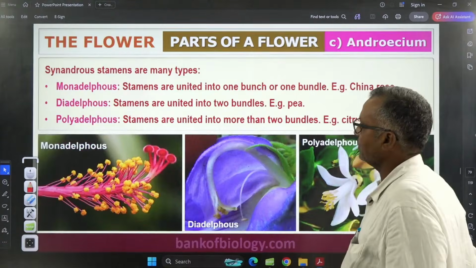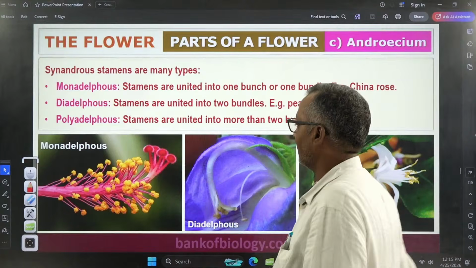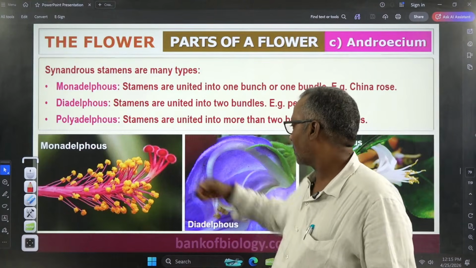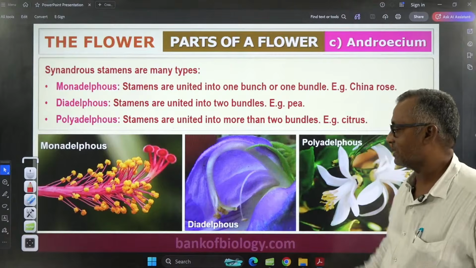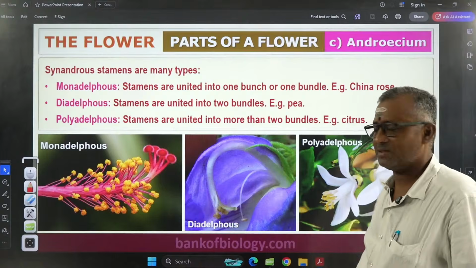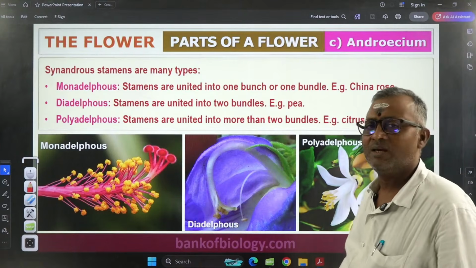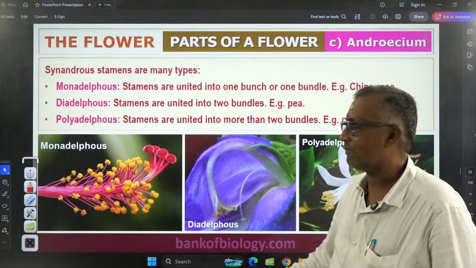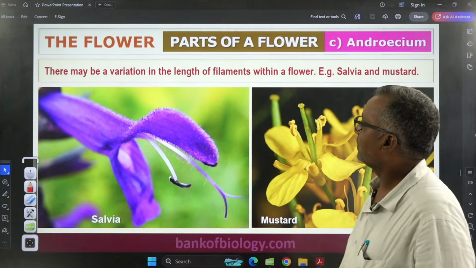Next, you can see the stamens here. Now this is hibiscus flower. These are all monothecous anthers, and this is bean. In bean you can see diadelphous. Don't ask me all these details like monoadelphous, diadelphous. We will discuss all these details in our offline classes. Okay, so let us go.